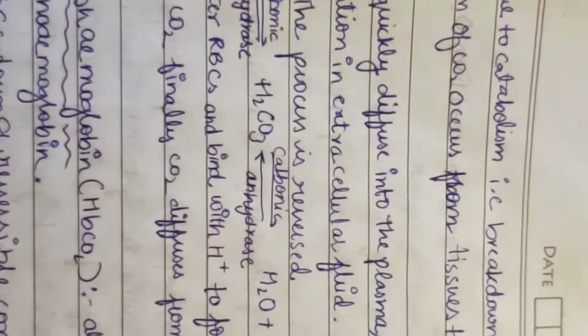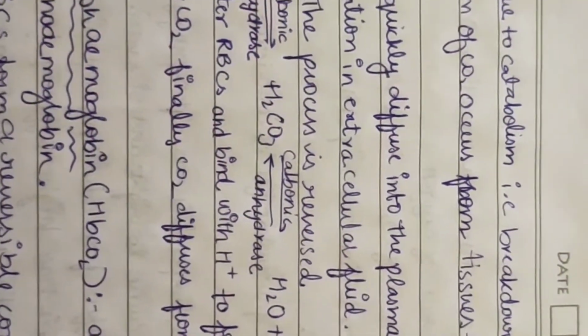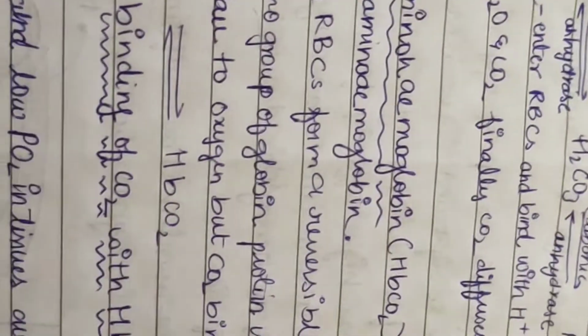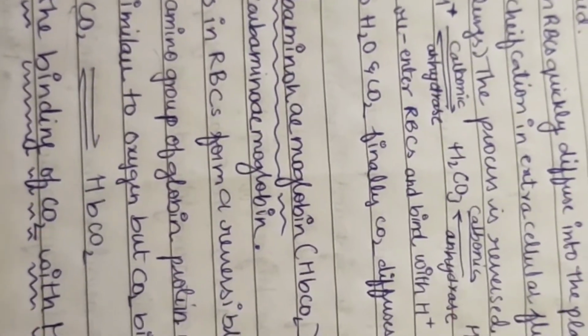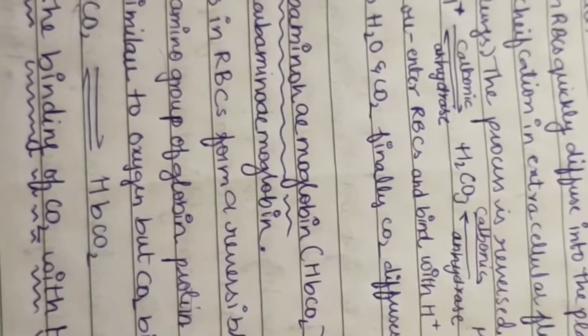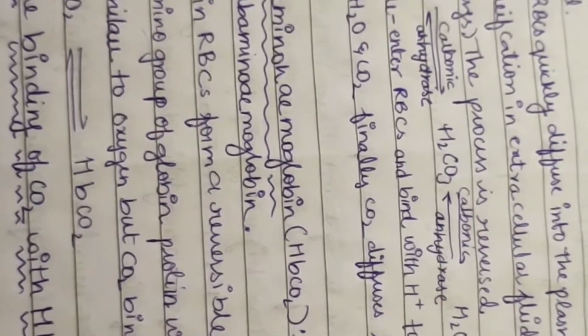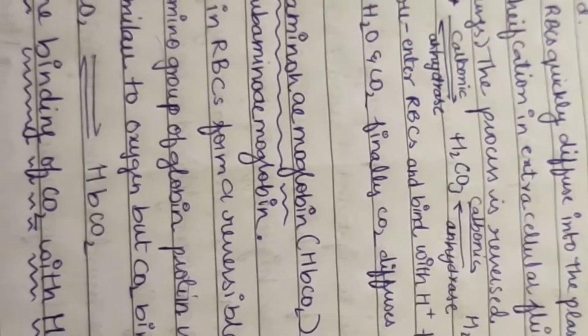Now, the third method of passage of CO2 is by RBC as carbaminohemoglobin, HbCO2. About 20 to 25% of CO2 is transported as carbaminohemoglobin.